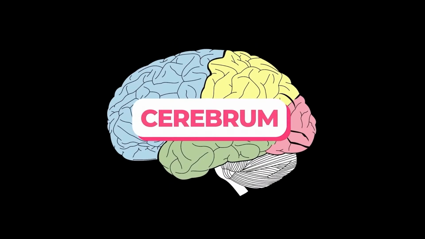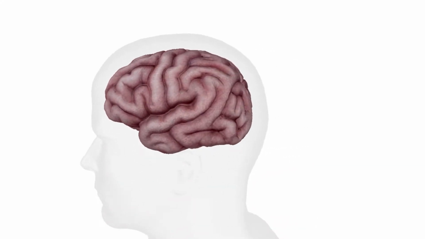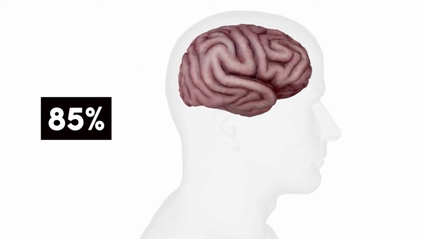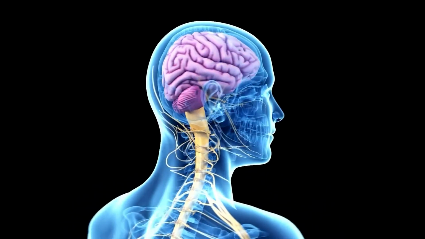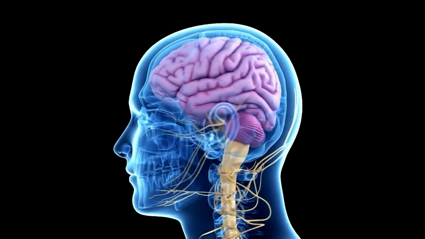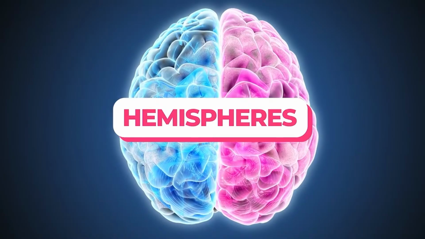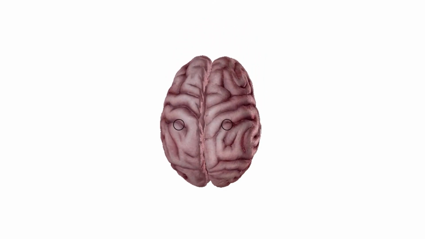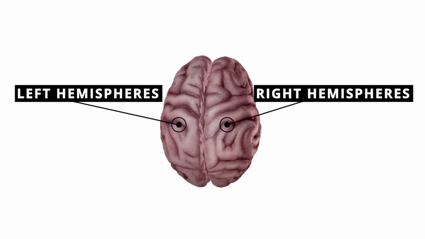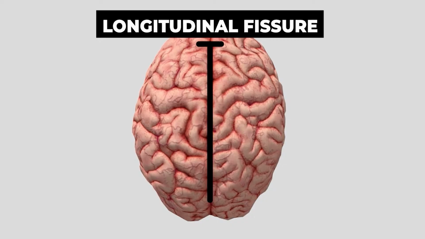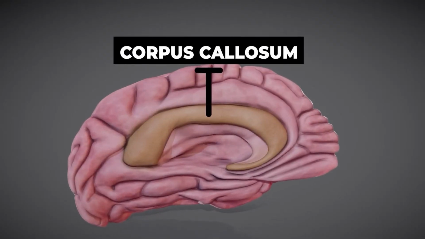Cerebrum. The cerebrum is the largest part of the human brain, accounting for approximately 85% of its weight. It is responsible for most higher-order cognitive functions and can be described in further detail as follows. 1. Hemispheres. The cerebrum is divided into two symmetrical halves, known as the left and right hemispheres. These two halves are separated by a deep groove called the longitudinal fissure but are connected by a thick band of nerve fibers known as the corpus callosum.